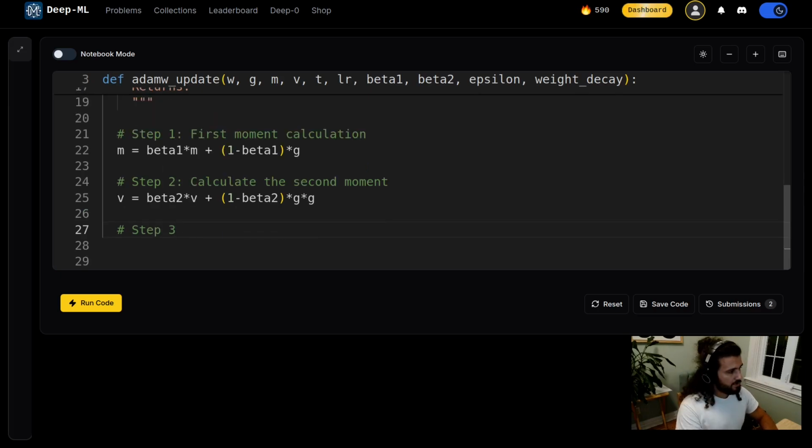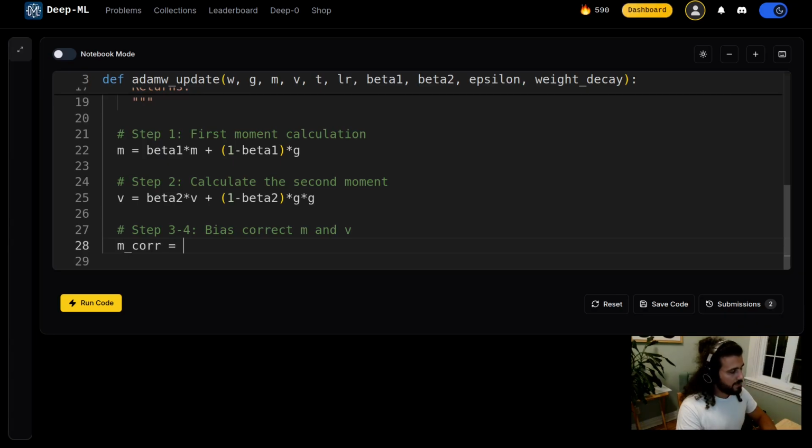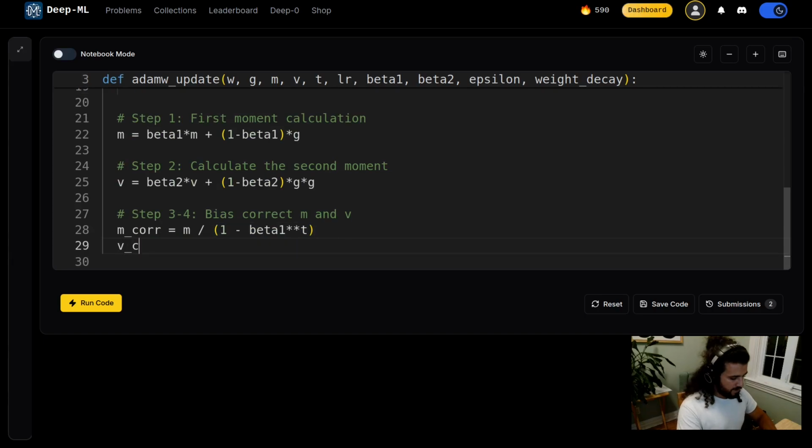So step 3 and 4 is to bias correct m and v. So this is what we're doing over here. You have your m that you just calculated, you have your v that you just calculated, and you do 1 divided by 1 minus beta 1 and beta 2 to the exponent t. M corrected equals m divided by 1 minus beta 1 to the t, and v corrected equals v divided by 1 minus beta 2 to the t. Remember, this is just duct tape at the start.